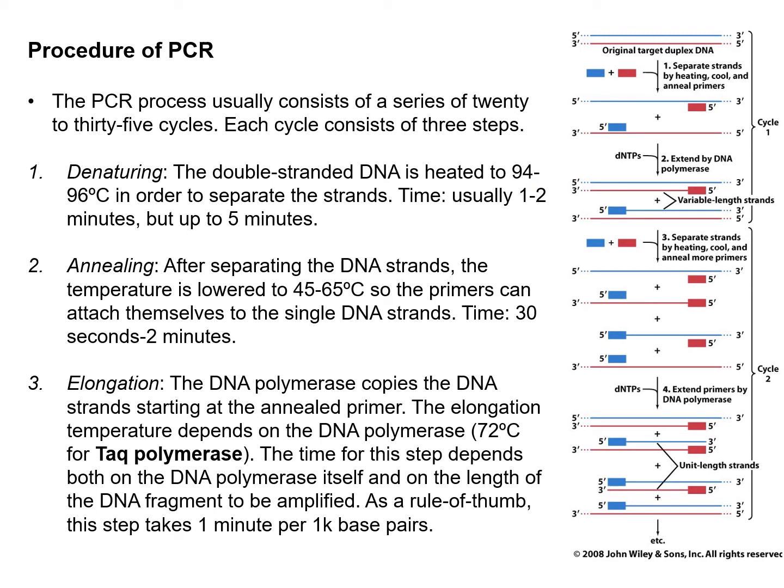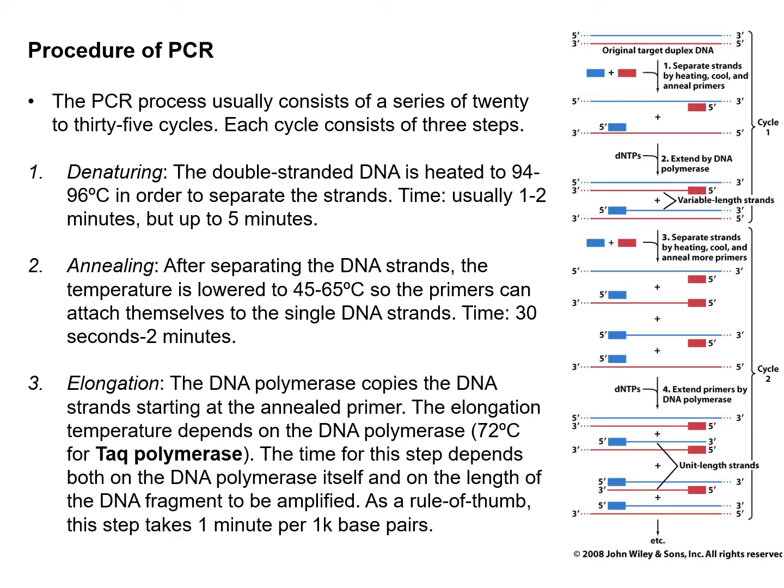And the next step is annealing. So after separating these DNA strands, now the temperature goes down to 45 to 65 degrees C, so that the primers can bind to those single-stranded DNAs depending on their complementary sequences. And the time takes roughly 30 seconds to 2 minutes or so.